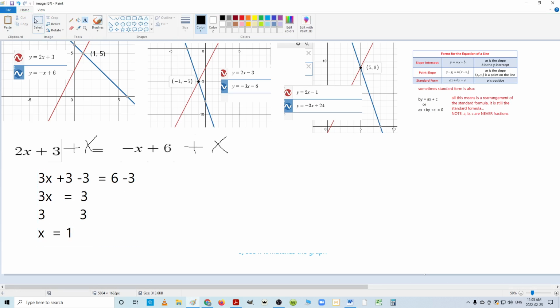Let me tell you another way that some students have trouble with algebra. So I'm going to go back to this one right here.